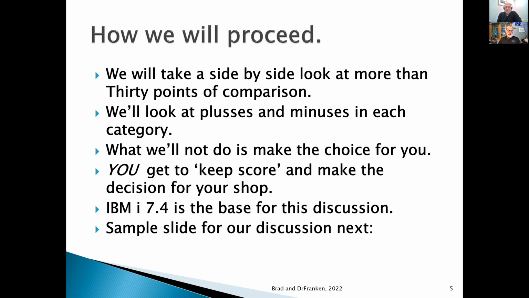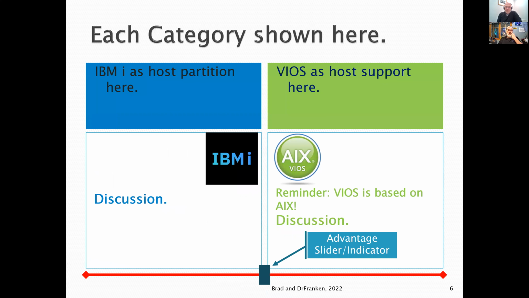So this is current. The slide we're going to use, this is what the majority of the slides are going to look like. We're going to put IBM i on the left, VIOS on the right, and we're going to discuss. So we'll have a bullet point up there in the colored block, and then we'll have some discussion down in the boxes. Now, at the very bottom, you'll see that little box, the advantage slider or indicator.